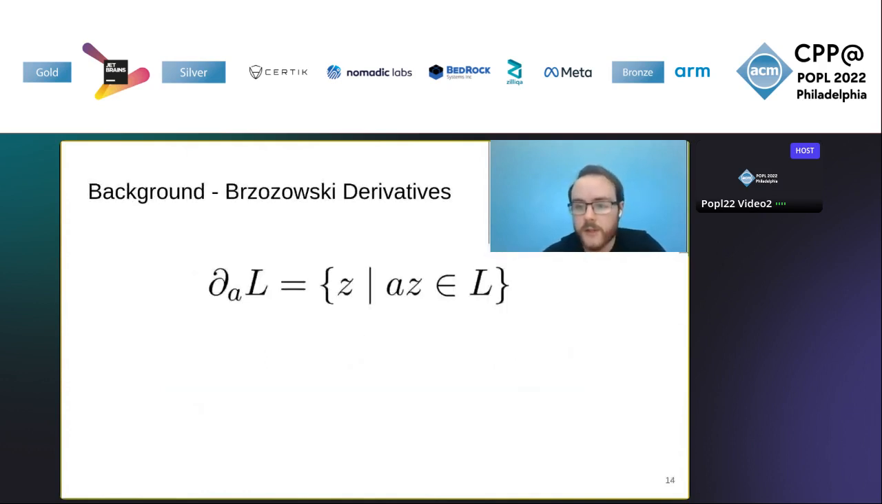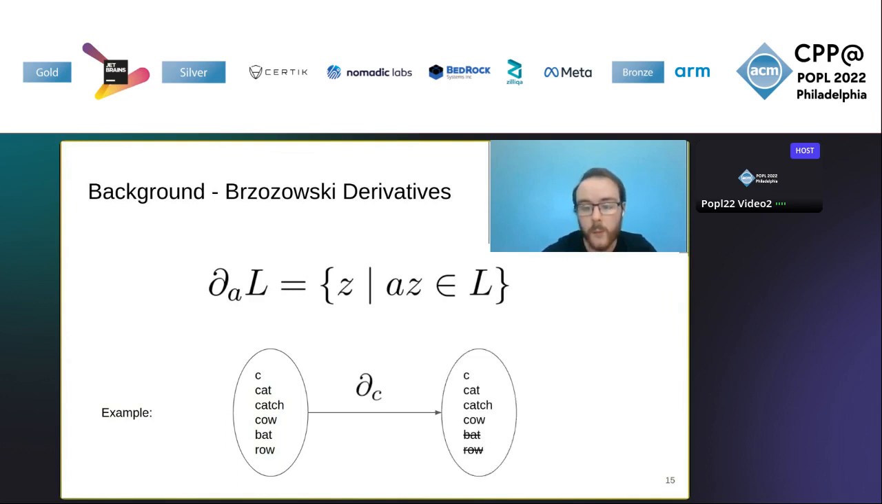Here's the formal definition of the Brzozowski derivative. We use this for regular expression matching. Just to explain it by example, if we have the regular expression represented on the left and we take a derivative with respect to C, that operation intuitively eliminates all of the words which do not start with C, and it removes the leading C from the remaining words.